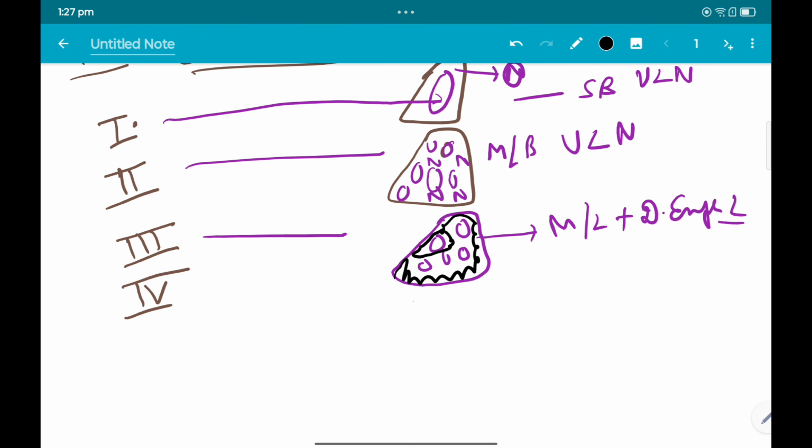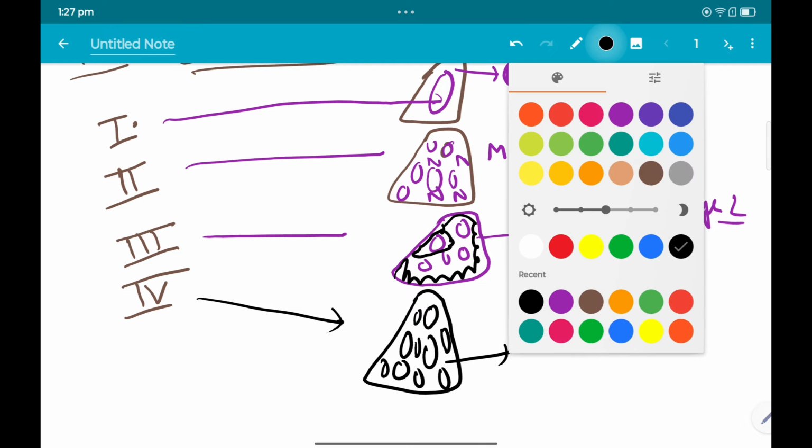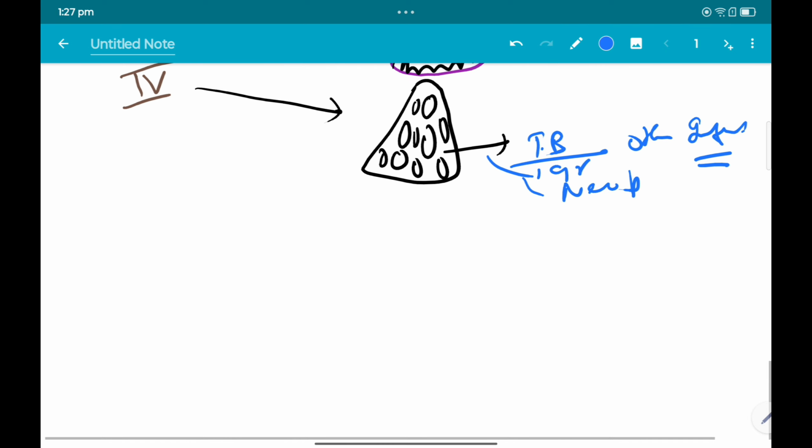And what is stage 4? Stage 4 tells that it has multiple bulla, but the remaining lung has some other lung diseases, but not emphysema. It could be either TB, granuloma, neoplastic, or other infections. Okay, so this is the De Vries and Wolf classification.